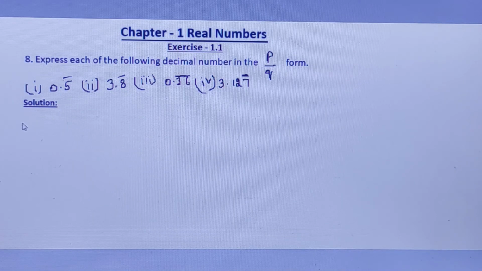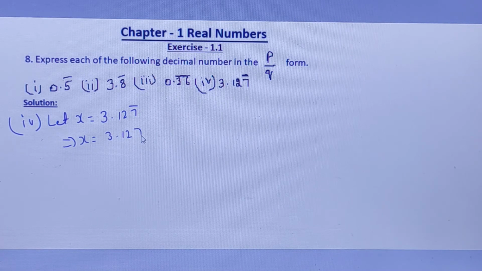Solution to the fourth bit. Let x is equal to 3.127 bar. So only 7 is repeating because the bar is on 7. Let us write this as x is equal to 3.12777 and so on. Let us call this equation 1.